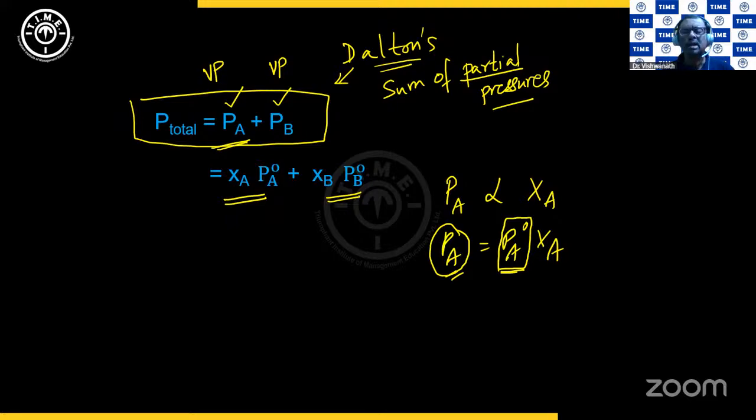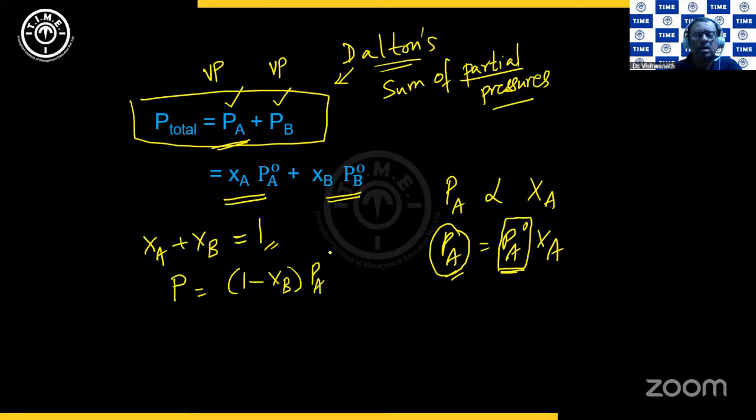A small mathematical thing we'll do here. You know that XA plus XB is equal to 1, because the sum of mole fractions is equal to 1. Is it not? There are only two substances, A and B, and you add up their fractions, it should be equal to 1, right? So we'll do a small trick here. Take P total as P equals XA, I'll put it as 1 minus XB, into PA naught plus XB into PB naught.